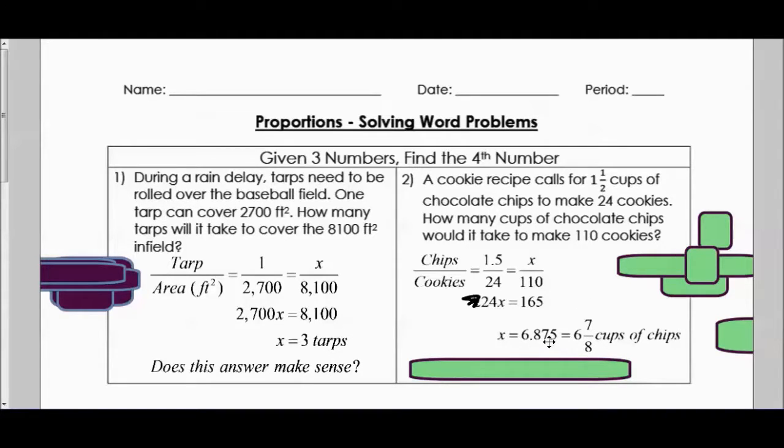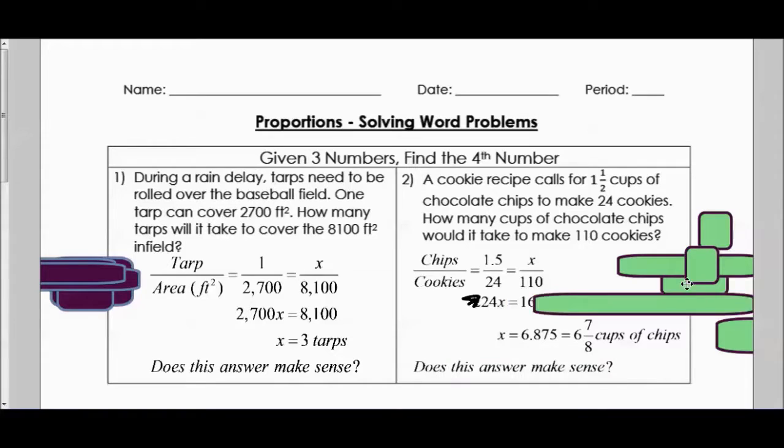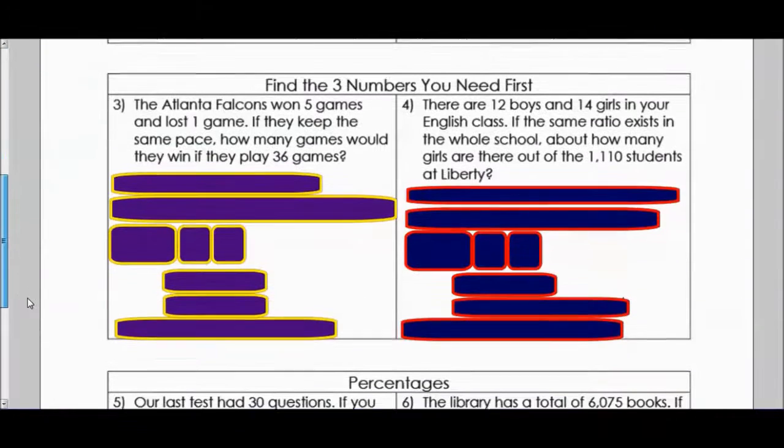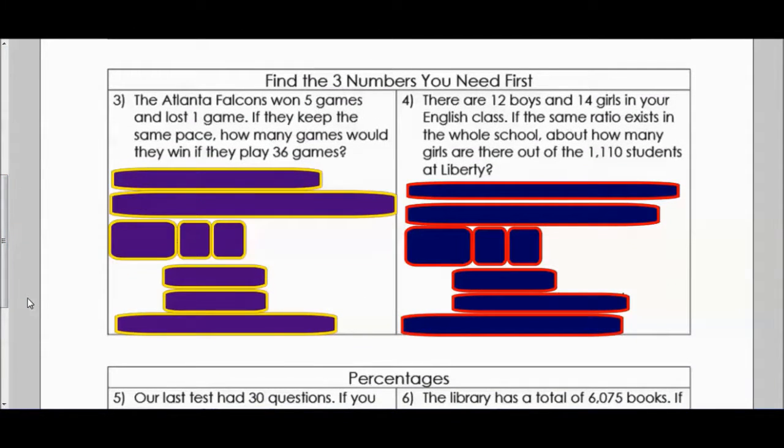Again, you want to make sure that this answer makes sense. We're making a lot more cookies. We're making about 5 times more cookies. So we should get about 5 times more cups of chocolate chips. That makes sense. The next set of problems, we're actually going to need to find some of the three numbers.